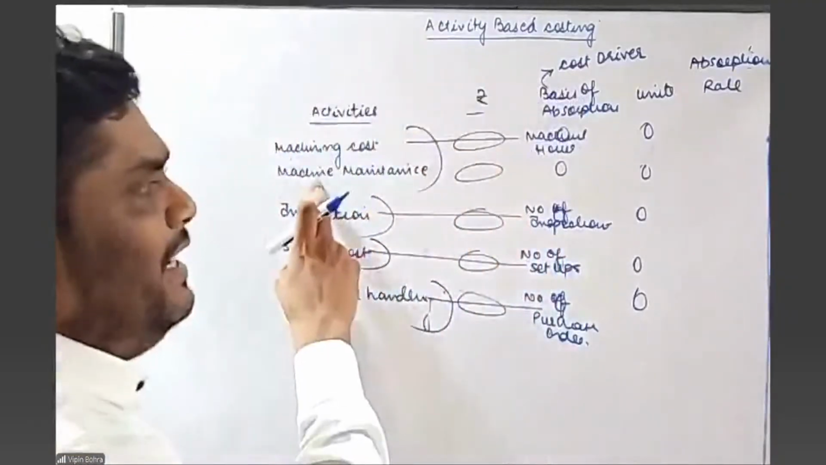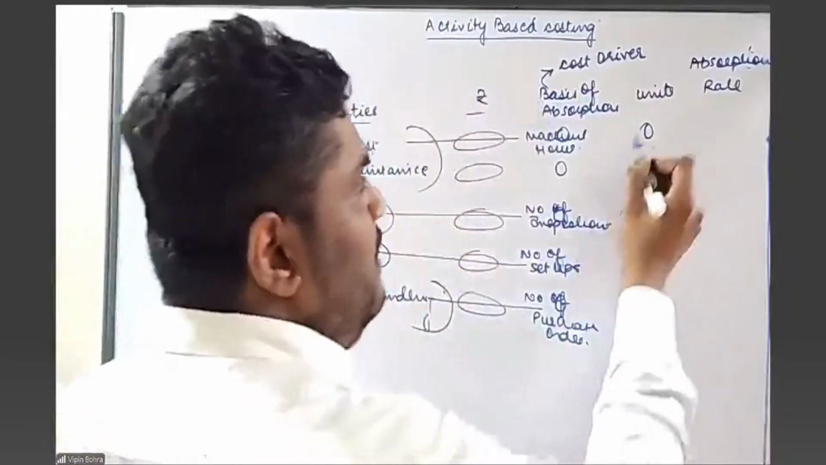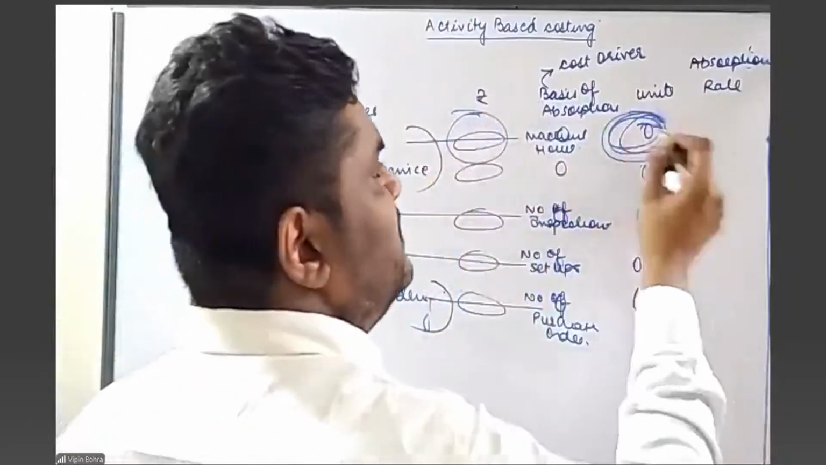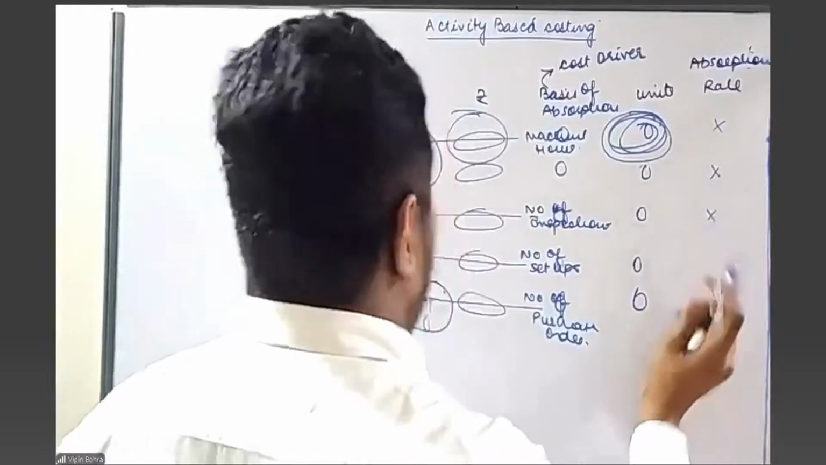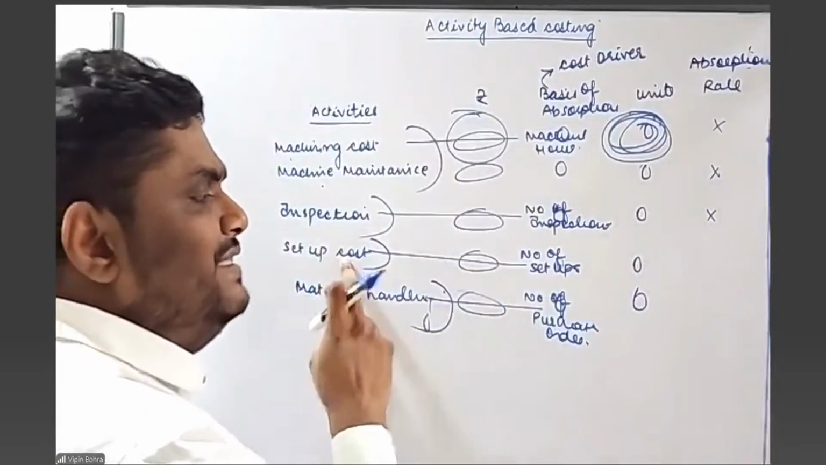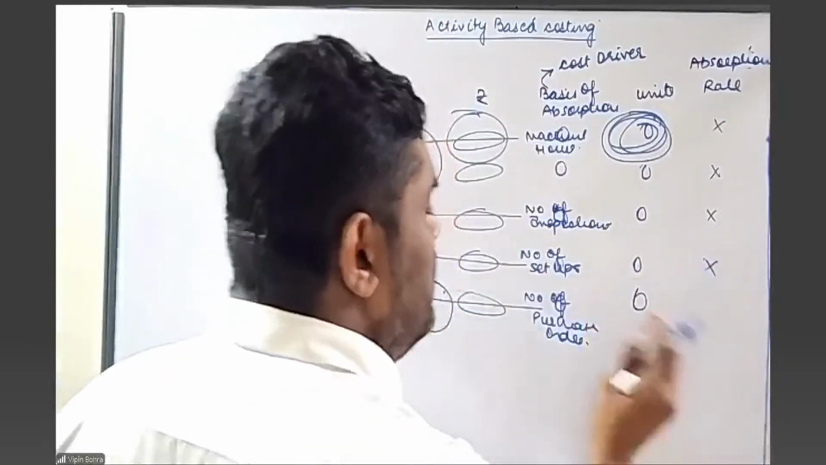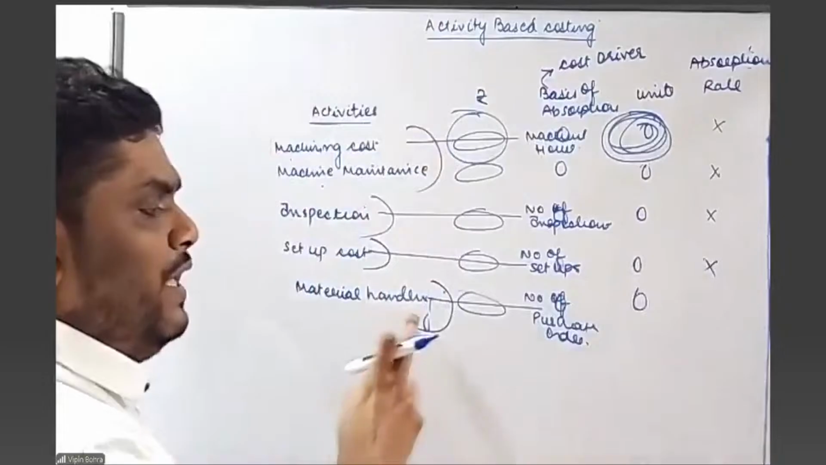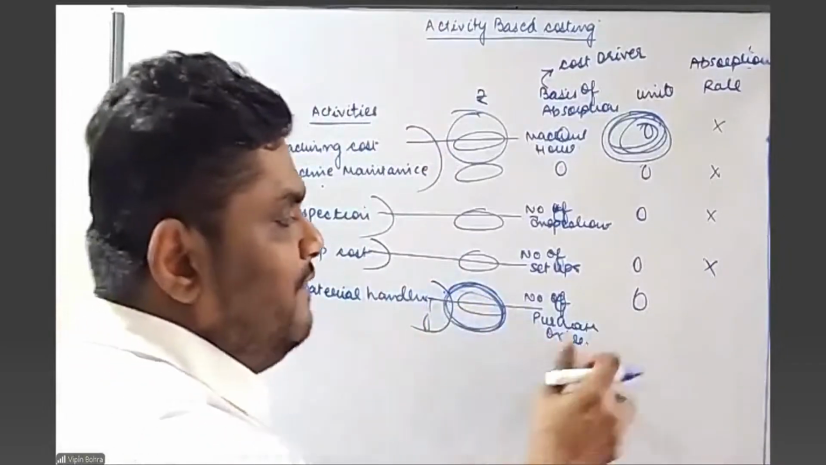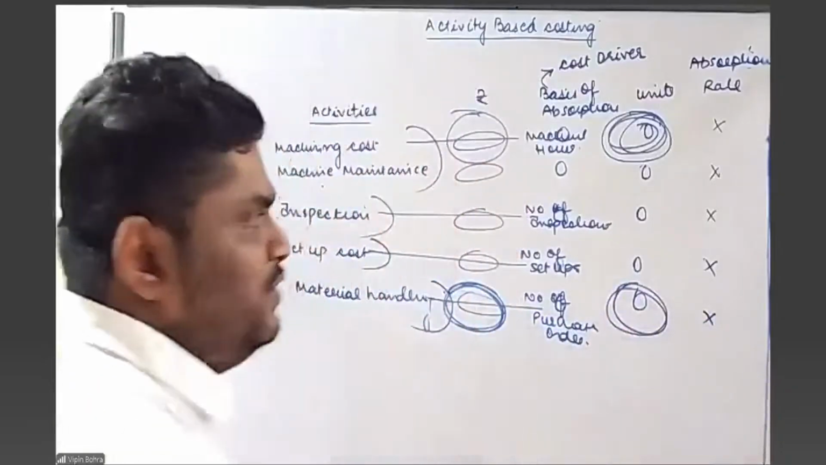So machining related activity के लिए उसका basis of absorption क्या होगा? Machine hours. So herein the machine hours will be available. The total amount divided by machine hours, we will get the absorption rate. The total setup cost, once it is divided by number of setups, we will get the cost per setup. When talking about material handling, this will be the material handling cost. We have the number of purchase orders. This divided by this, we will get the absorption rate.